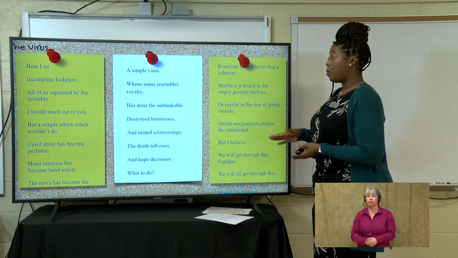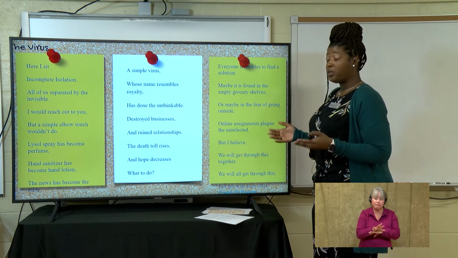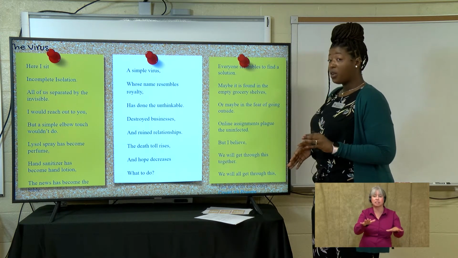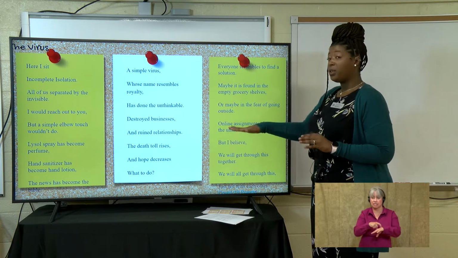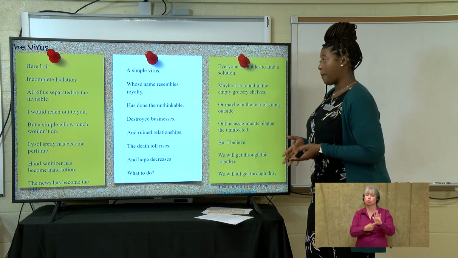In this part of the poem, the author is talking about the effects the virus has had on everyone during this pandemic. How do we know, or what examples from this section can help us answer that question or prove that our answer is correct?